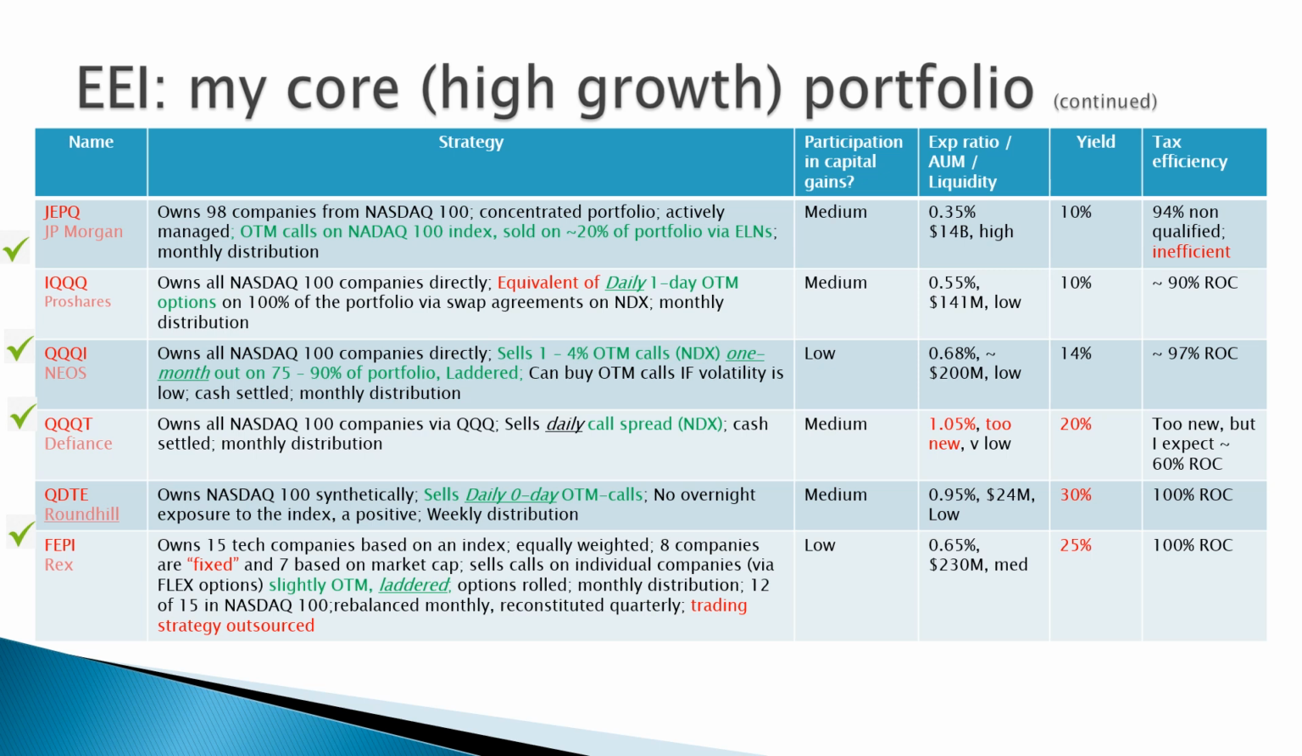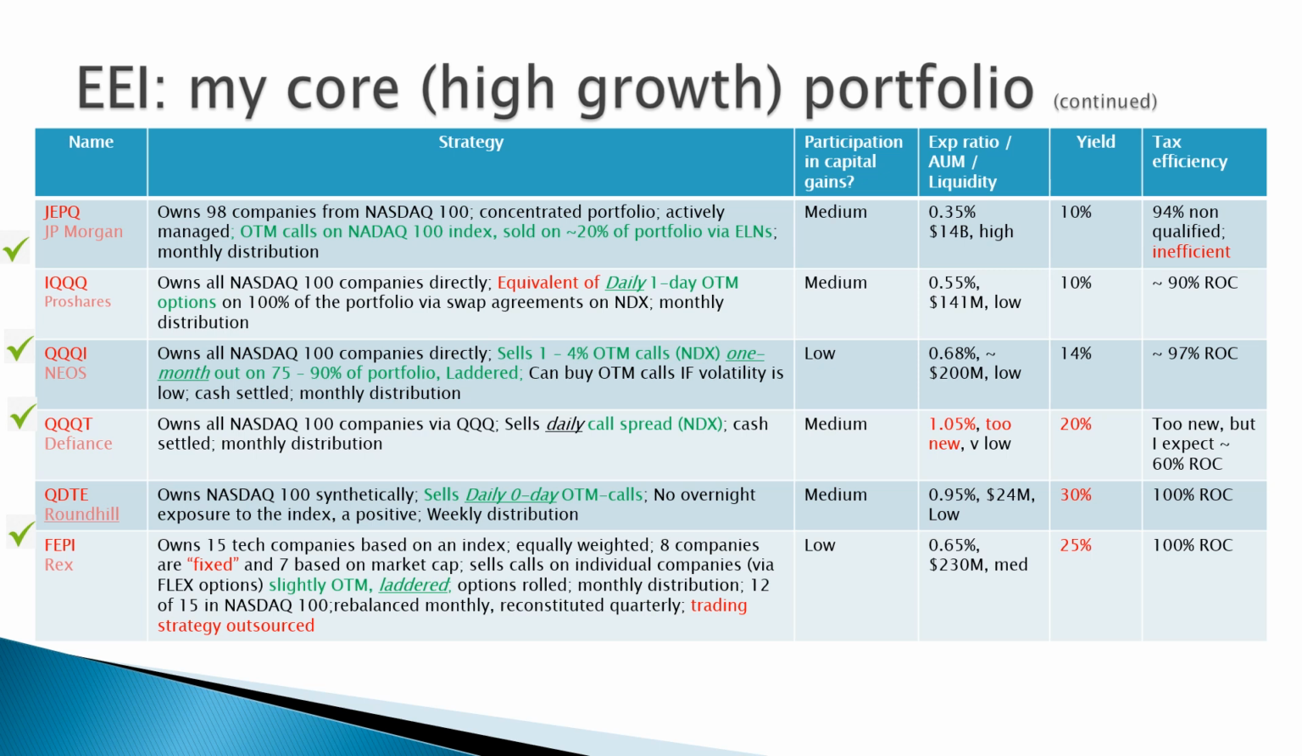The last one is not NASDAQ based. It's called FEPI from a company called Rex. And the underlying index is Solactive something or the other, some technology. It's pure technology, and it's a German-based index, or rather, the index is provided by a German-based company. So the way the index works is they own 15 tech companies, and they're all technology. They're all NVIDIA, Qualcomm, those kind of companies. Equally weighted, 8 companies are fixed, and the next 7 are via market cap.